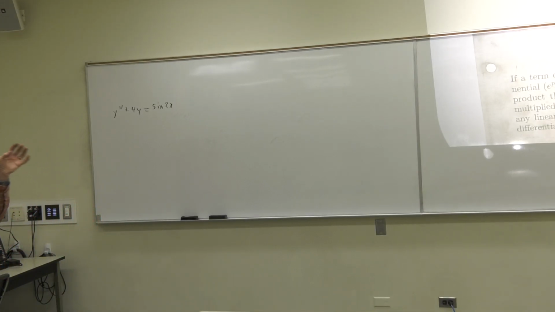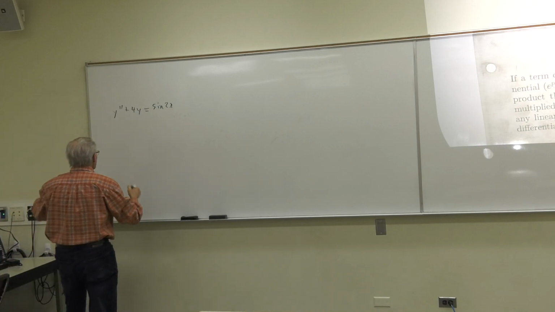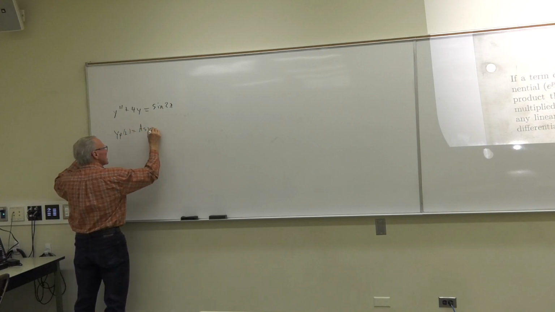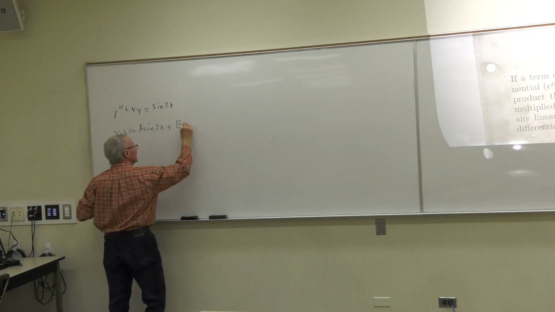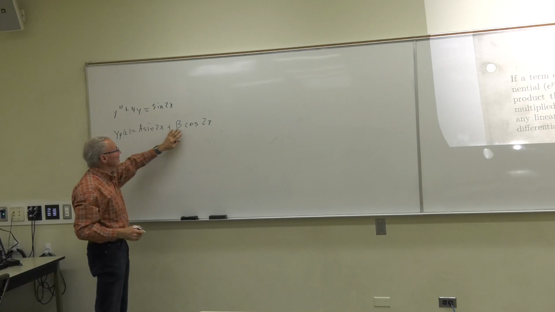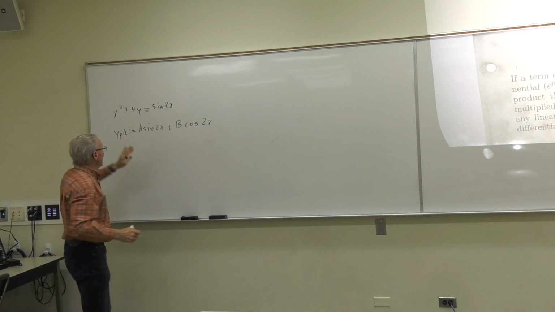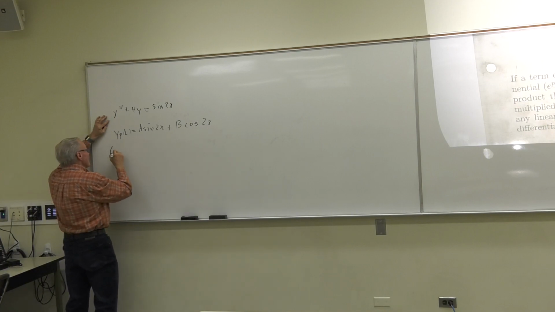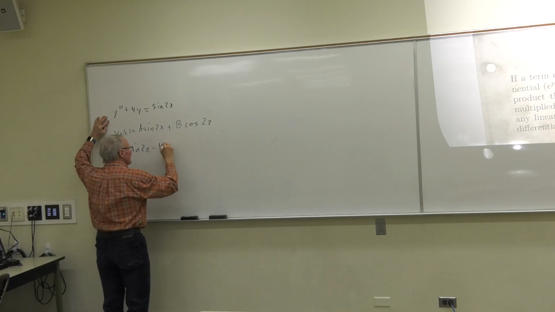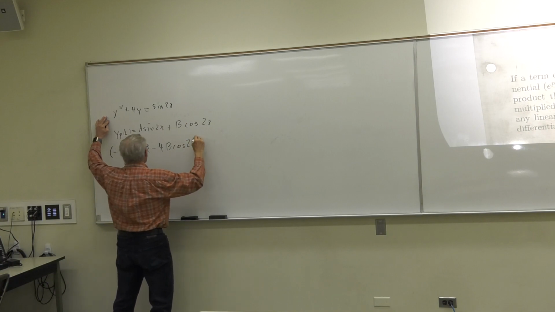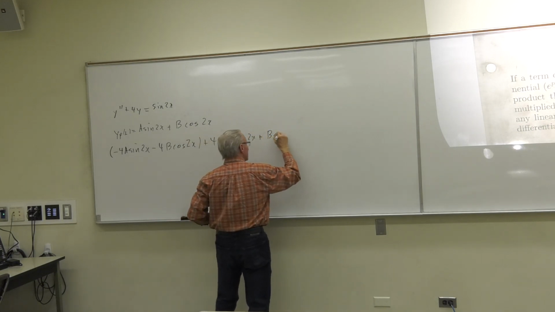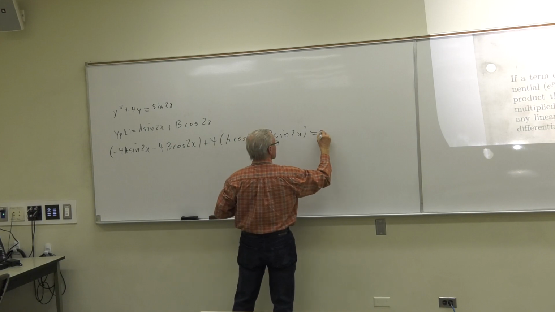If you were to follow rule number 1, it would say, assume y sub p is equal to a sine 2x plus b cosine 2x. Great. Differentiate that one, you get that one, differentiate that one, you get that one. So now you substitute it here. What do you get? Minus 4a sine 2x minus 4b cosine 2x plus 4a cos 2x b sine 2x equal to sine 2x.